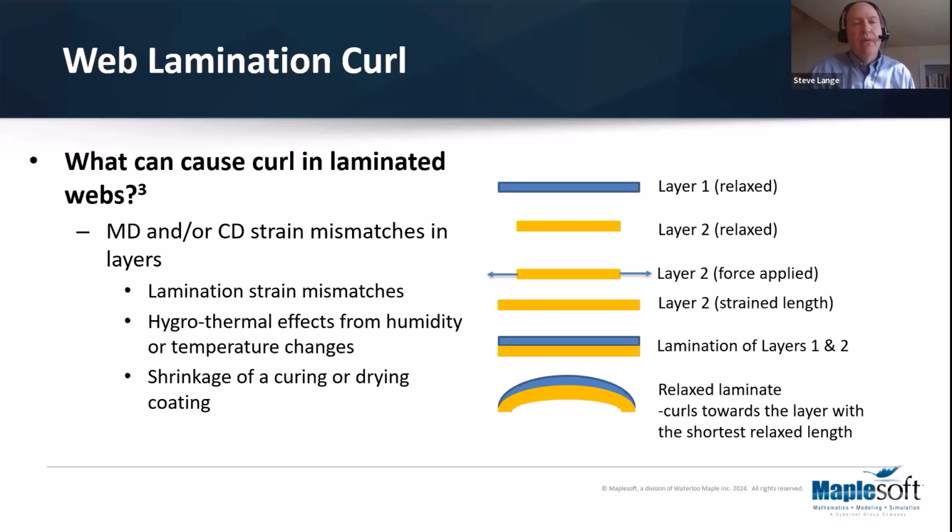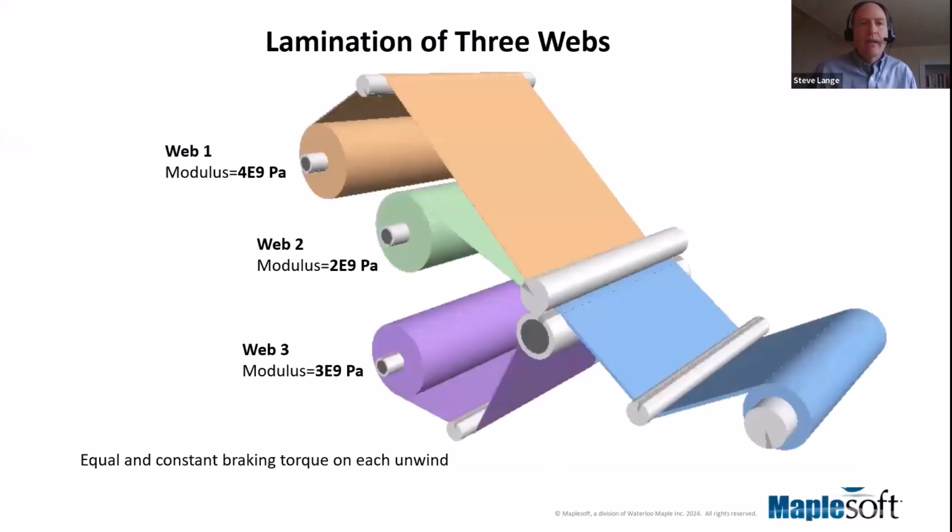So the strain of the web and the webs not being matched at lamination can cause you some curl or puckering. You can also have things like humidity or temperature changes from one layer to another. You can have shrinkage or curing of a coating differently on one layer than another. So there's a number of different reasons for curl occurring.